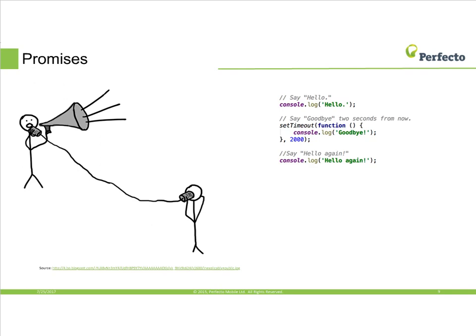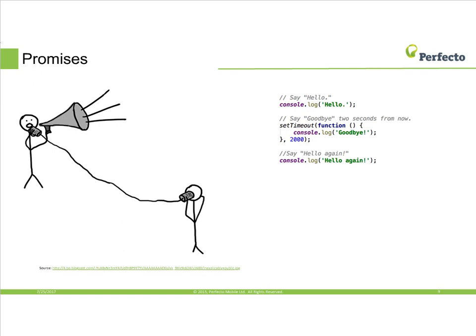When we have JavaScript, we can have 3 lines of code in which we are trying to log something. First line of code, we say hello. The second line of code, we should wait 2 seconds and then print goodbye. And the third line of code, we will do a console log of hello again.